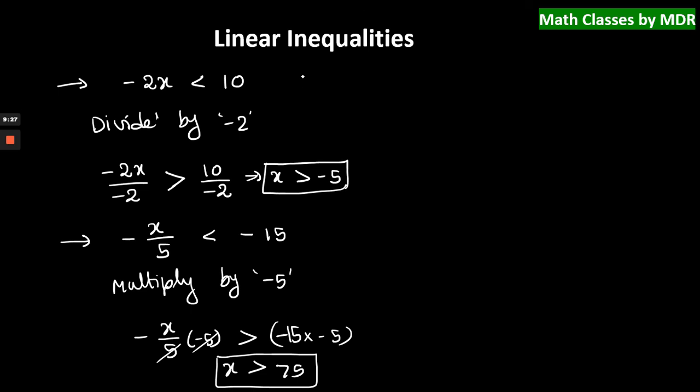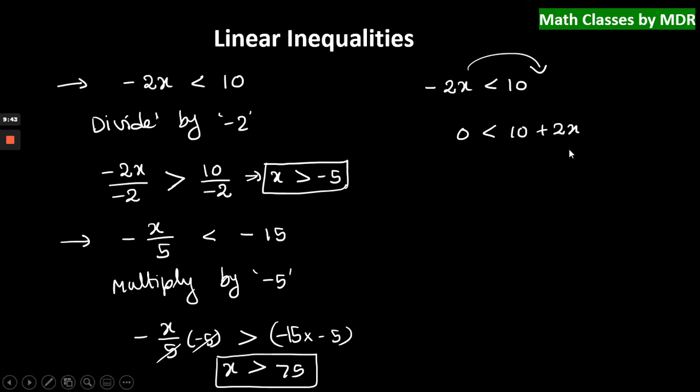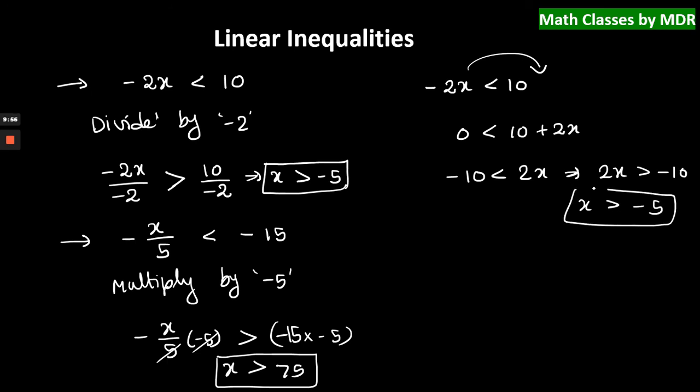Right? In other words, suppose I take minus 2x less than 10. I can say that we are taking 2x to the right hand side, so that 0 is less than 10 plus 2x. When you take 2x to the right hand side, negative 2x becomes plus, and 10 goes to the left hand side, so that minus 10 is less than 2x. This can be written as 2x greater than minus 10 also, so x is greater than minus 5. This way also, that is the meaning of it.